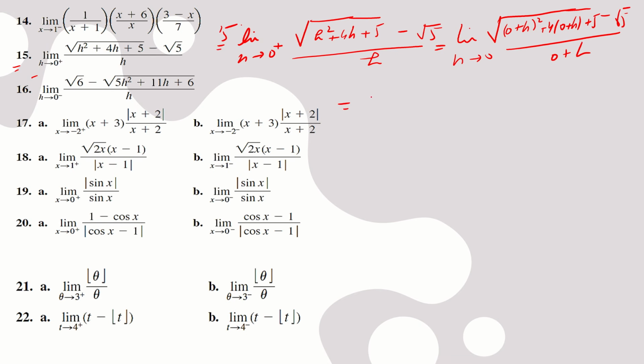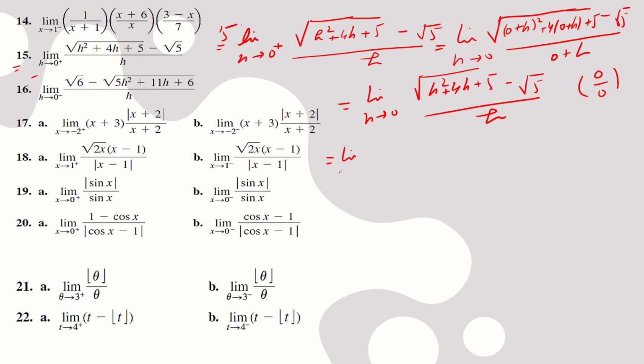And then we have limit h goes to 0, we get exactly the same thing back: under root h square plus 4h plus 5 minus under root 5, divided by h. Now if you put h equal to 0 directly, we get 0 by 0 form. So what would we do? We will be rationalizing it.